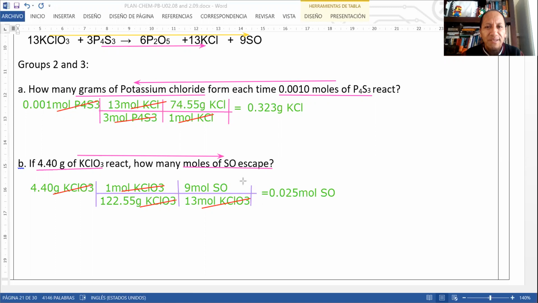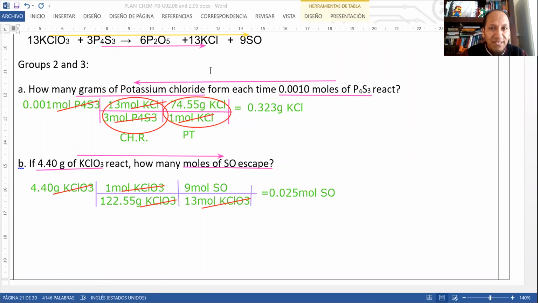Also, something in this reaction in exercise A that was important for me was this part. What was that one? This conversion factor came from the chemical reaction, right? And the other conversion factor, as you can see, came from where specifically? From the periodic table, exactly.